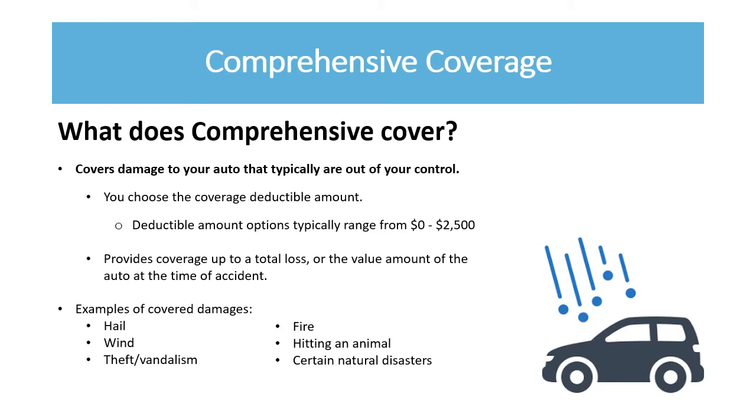Comprehensive coverage covers your vehicle for damage that is typically out of your control, such as hail, wind, theft and vandalism, fire, hitting an animal, and certain natural disasters. You choose the deductible amount again with this coverage, covering your vehicle up to the actual value at the time of the accident.